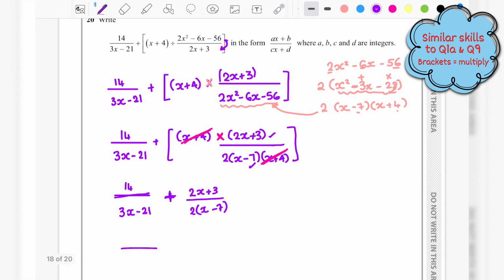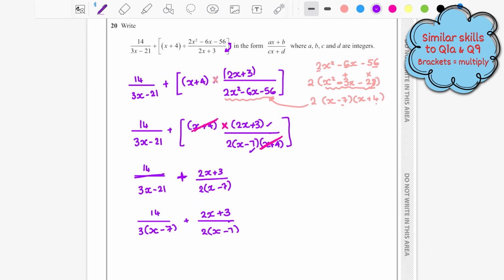So factorize it. So I end up with, if I take 3 on the outside, I have x minus 7 on the inside and 14 on top, plus, just copy that down, 2x plus 3 over 2 brackets x minus 7.